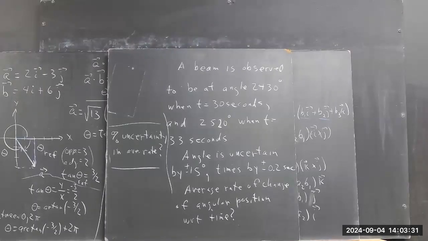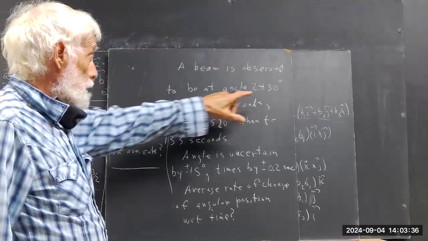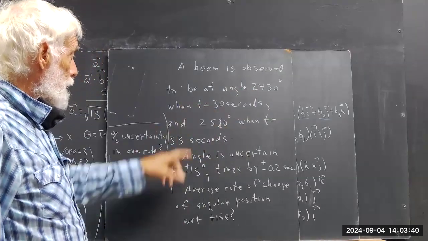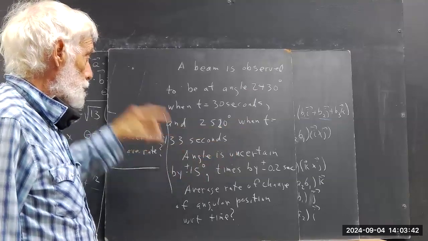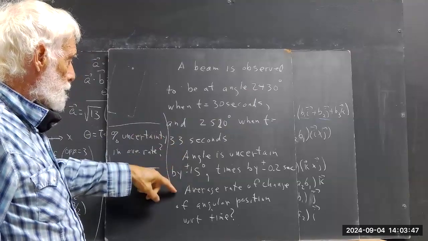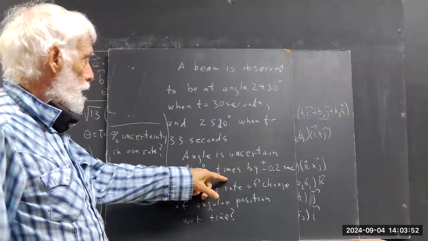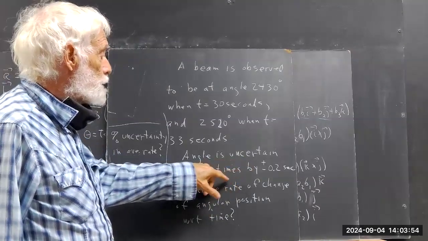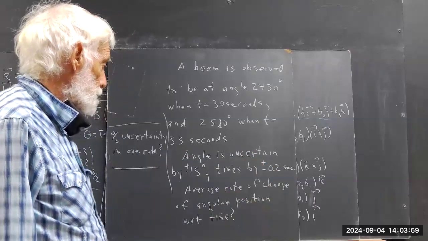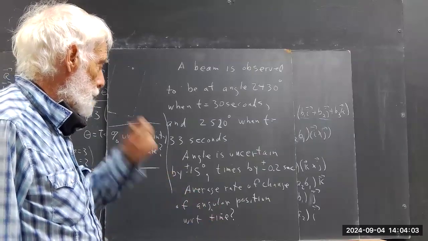Okay. The quiz for today is: a beam is observed at an angle of 2430 degrees at t equals 30 seconds, and 2520 degrees at t equals 33 seconds. We assume the angle is uncertain by plus or minus 15 degrees, and each time is uncertain by plus or minus 0.2 seconds. What's the average rate of change of angular position with respect to time?